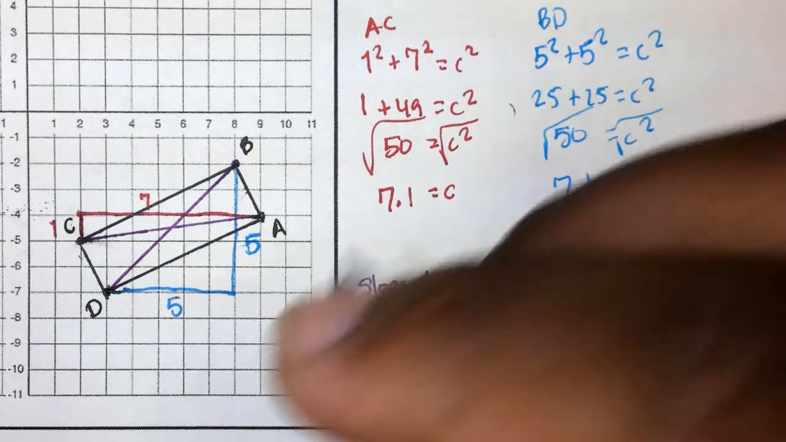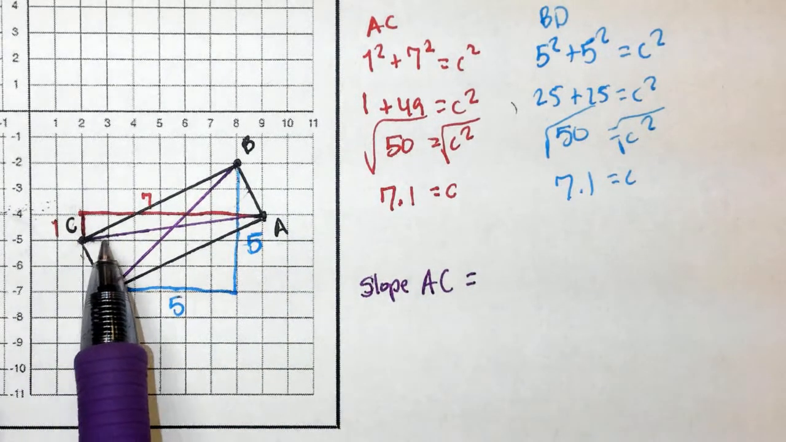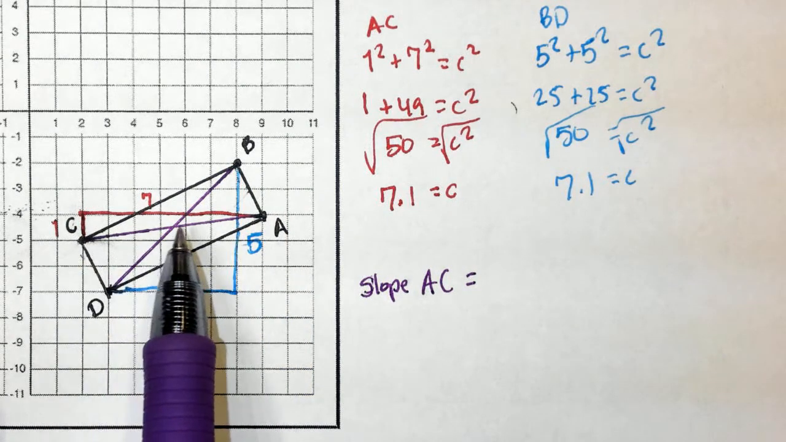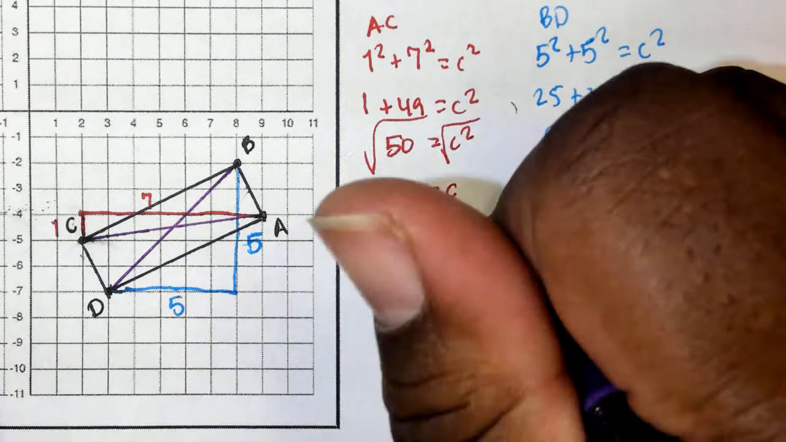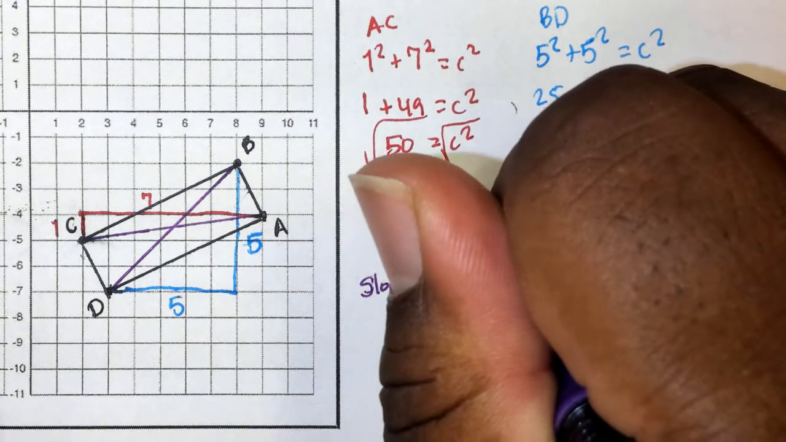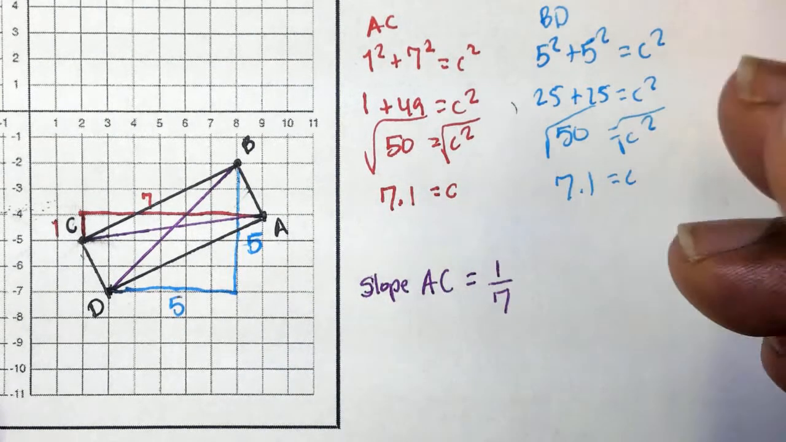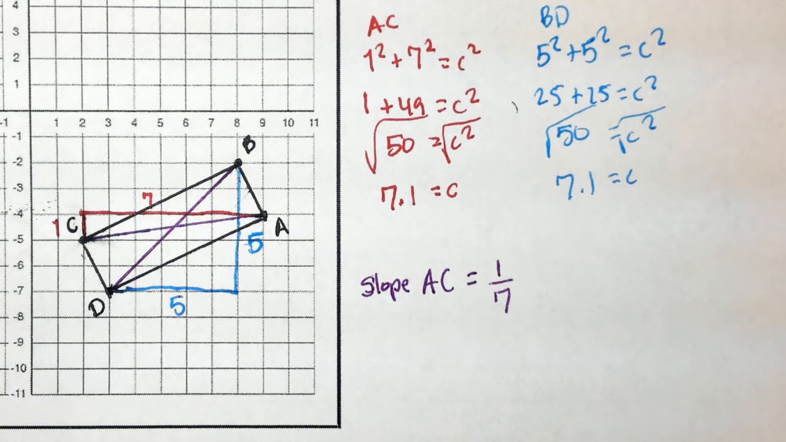The slope of AC. AC is this diagonal right here. From left to right, I see it going up, so I'm doing rise over run. My slope is 1 over 7. Honestly, the count you did for your triangles is your slope. You just gotta make sure you do the rise over run.